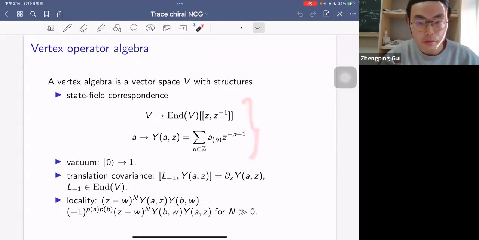First we have a state-field correspondence. This means that for any element in this vector space, we can associate a vertex operator, a linear operator parameterized by a formal power series. And we have a distinguished element, the so-called vacuum element, mapped to the identity operator. There is also an operator L minus one, which plays the role of the translation. The infinitesimal translation is the holomorphic derivative of the vertex operator.